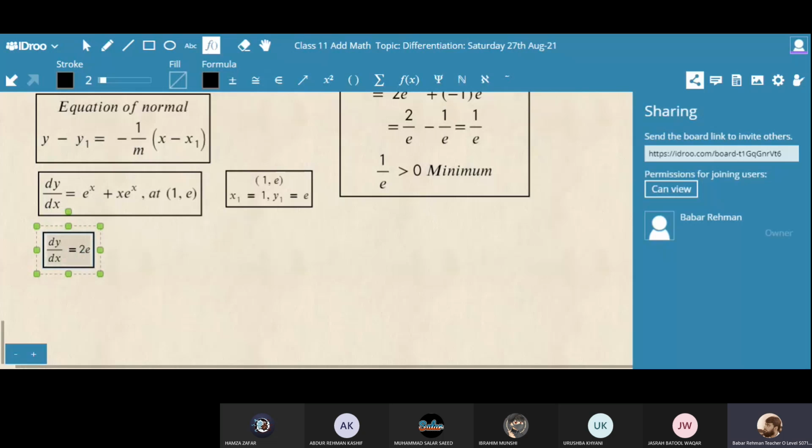And now the equation of normal. If you input this in the equation of normal, your answer would be y minus e is equal to minus 1 upon 2e, bracket x minus 1. I hope all of you got this answer.